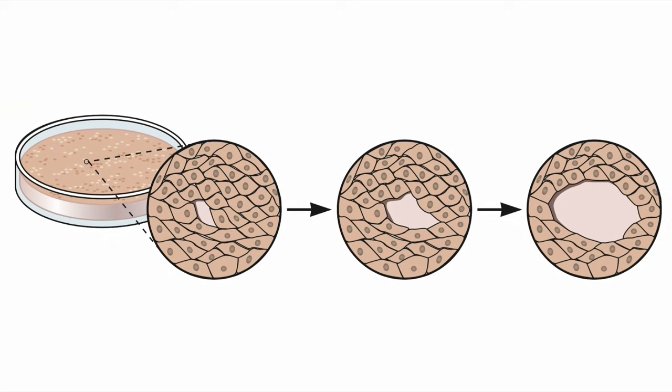You can see first a single cell is infected. Viruses released from this cell go on to infect neighboring cells, and so on, causing the zone of cell killing to increase in size until it's visible to the naked eye.